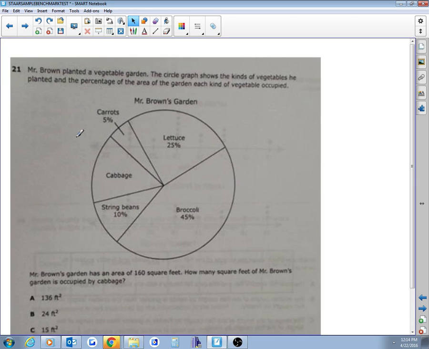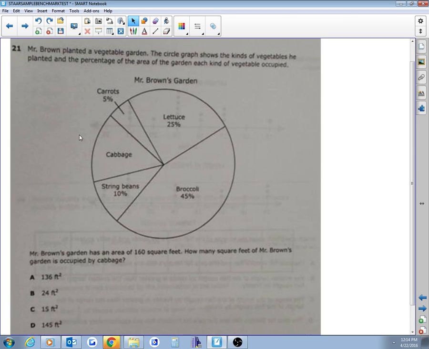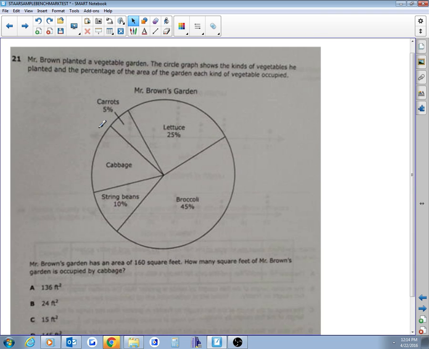Number 21. Mr. Brown planted a vegetable garden. The circle graph shows the kinds of vegetables he planted and the percentage of the area of the garden each kind of vegetable occupies. So lettuce occupies 25% of his garden, carrots 5%, broccoli 45%, string beans 10%. So we've got to figure out first what percent the cabbage represents, and then what that percent of 160 is. The total area is 160. We're looking for how much is occupied by cabbage.